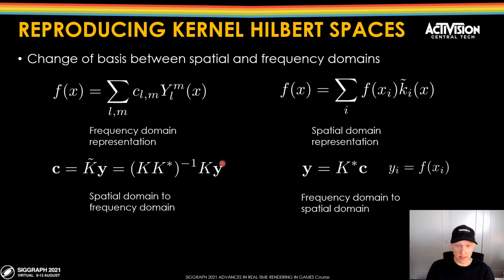If we have this spatial domain representation, we can use the dual basis matrix to go to a frequency domain representation, and the C is simply a vector of SH coefficients, right? And then we can do the same thing once we have a frequency domain representation C, which is just a vector of SH coefficients. We can use the adjoint of the kernel matrix to obtain our spatial domain representation. Okay, so these two operators, change of basis operations, are really important in the next step.